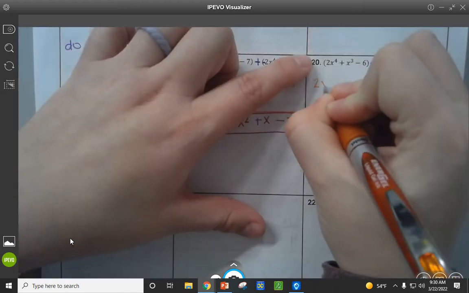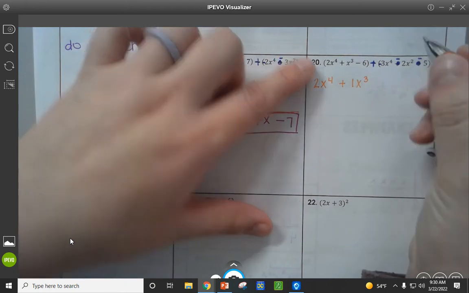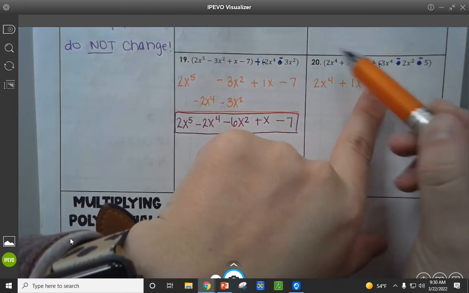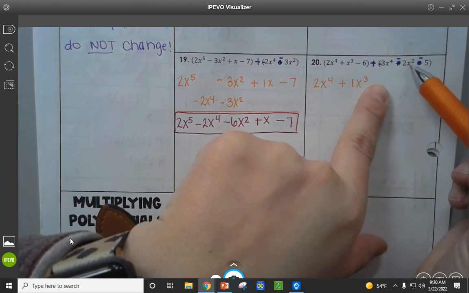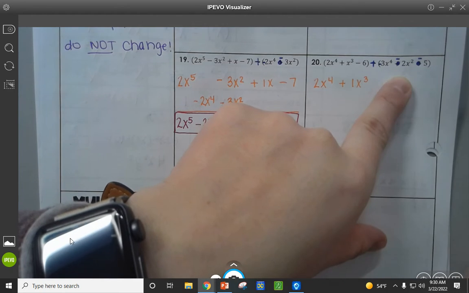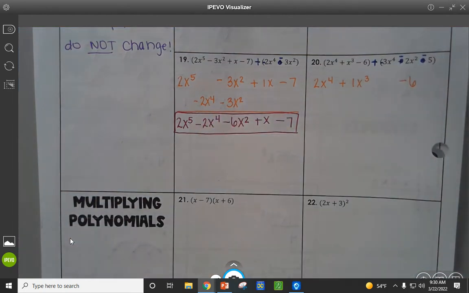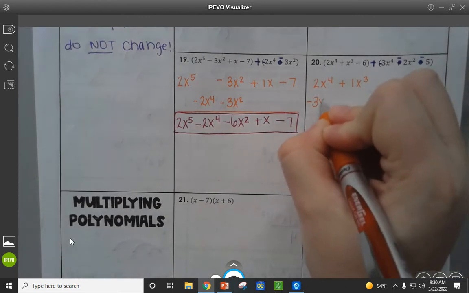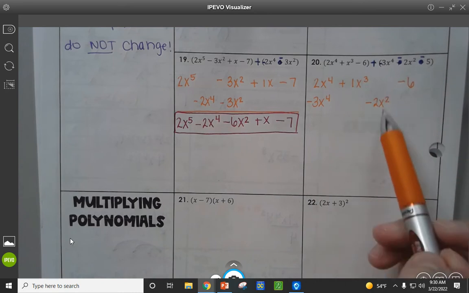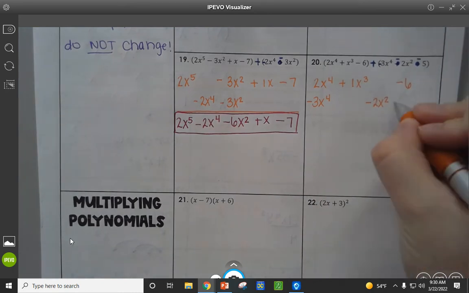So we have 2x to the fourth plus, that's 1x cubed. I need to leave a space for x squared. I don't have any in my first, but I do in my second. A plain x, I don't have any plain x's anywhere, so you don't have to leave a space for that. And then a minus 6. And then a negative 3x to the fourth minus the 2x squared gets over here. And then a minus 5.